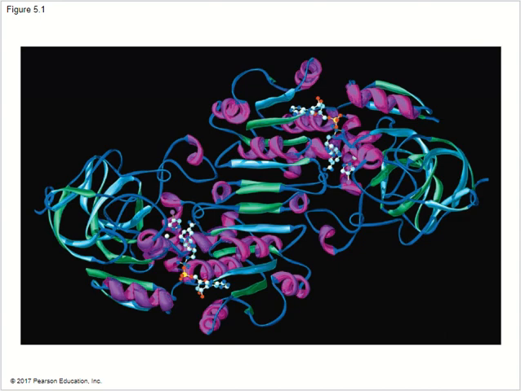What we're looking at here is an example of a protein macromolecule with alpha helixes, those purple spirals, and beta sheets, those flat plates in blue and green.